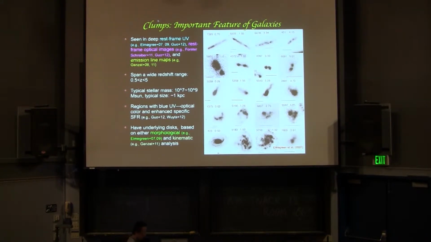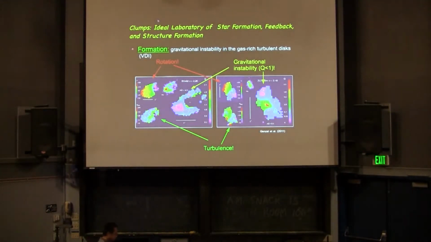So clump regions are shown to be regions with blue rest-frame UV-optical color, and the specific star formation rate of clumps is higher than that of their surrounding areas by a factor of several. So most clumpy galaxies have surrounding underlying disks, and this is based on both the morphological analysis, that is Sersic index, or the kinematic analysis, for example, H-alpha velocity map. So clumps are also a very important laboratory to test our knowledge on star formation, feedback, and galactic structure formation.